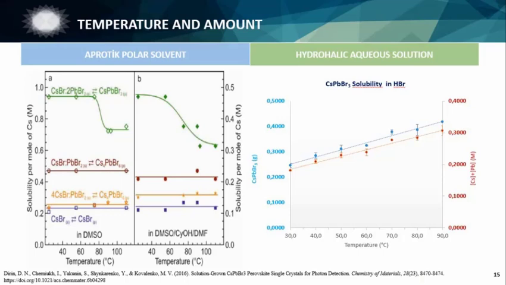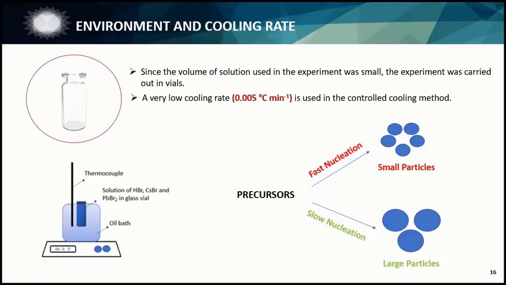Then the precursor solution was gradually cooled to the working temperature. It is important to be able to control the experimental environment. Therefore, the experiment was carried out in small vials since small volumes were used. If we examine the cooling rate, the crystal size depends on the solution cooling rate. If the cooling rate is slower, slow nucleation takes place and large crystals are formed. With this in mind, a slow cooling rate was applied.